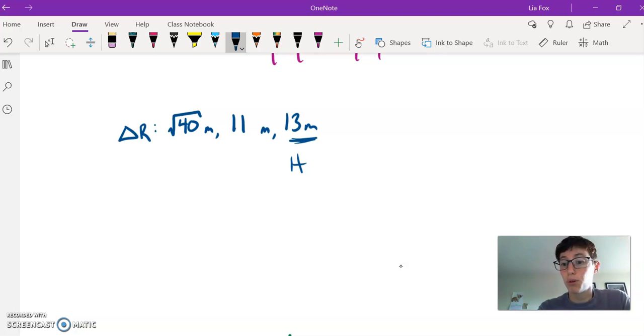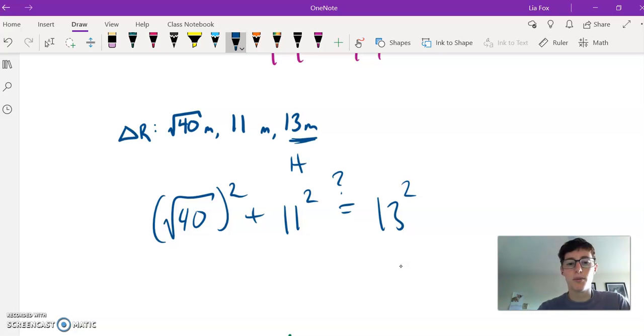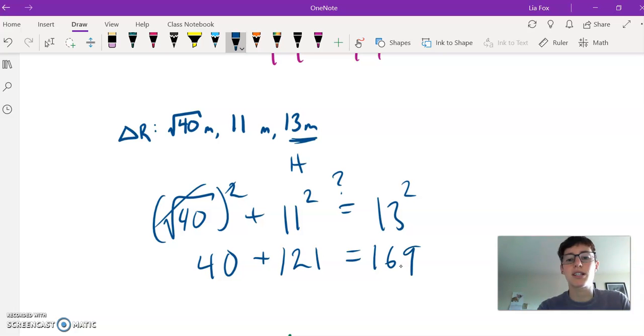All right, so let's try to put it into our right triangle theorem. Let's see what the relationship is. One of my legs, square root of 40, squared, plus my other leg, 11, squared. How does it interact with my hypotenuse, or 13 squared? Square root of 40 times square root of 40 is just 40. These guys cancel, their inverse operations. 11 squared we memorized was 121, and 13 squared is 169.